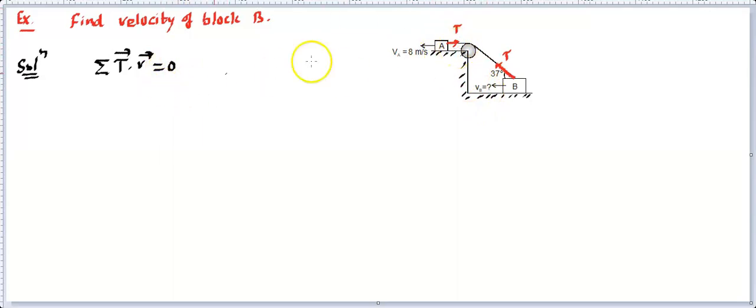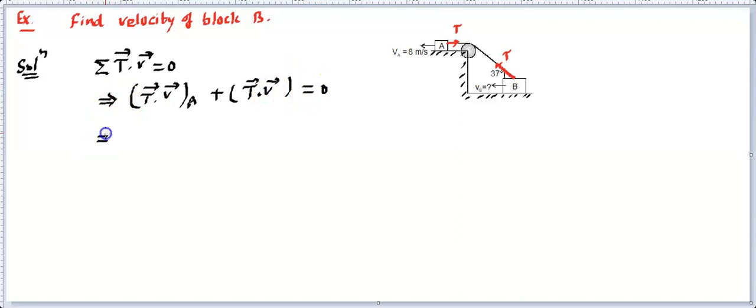When you are going ahead, there are two blocks, so you say that this is going to be applied for A as well as for B. So T dot v for block A plus T dot v for block B, that's a dot product, right? Equal to 0. Apply this, or solve this dot product for the first. Same tension, no problem. Then you say between these two, how much is the angle? Velocity and T are in opposite directions. So the angle is 180. So you write the tension is T, velocity is vA, and cos 180.